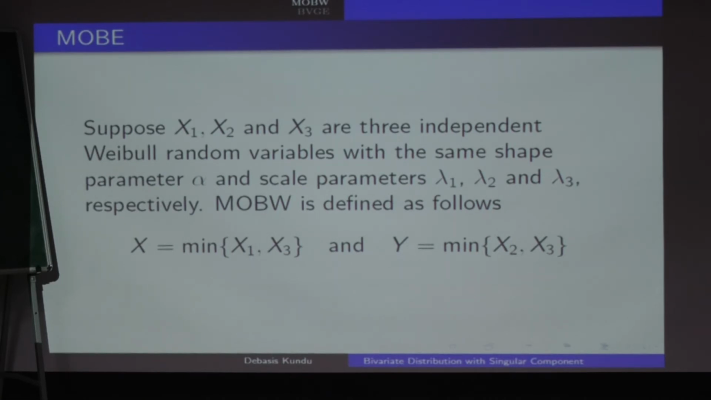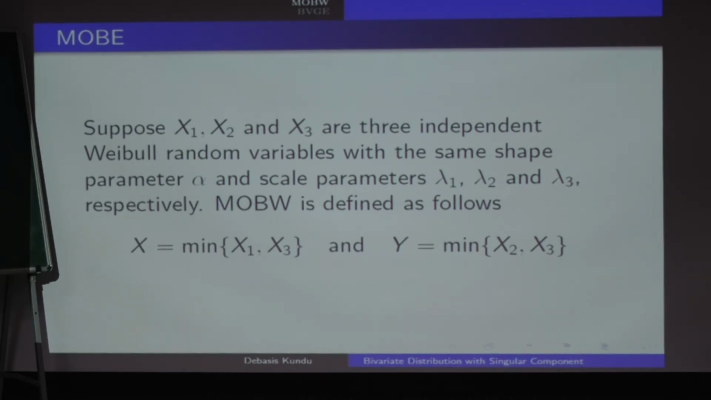Okay, X1, X2, X3 are independent, not identically distributed. Each one of them has the same shape parameter alpha, but they have different scale parameters lambda 1, lambda 2, lambda 3. And I look at X, which is the minimum of X1 and X3, and Y, which is the minimum of X2 and X3. The idea is exactly the same.